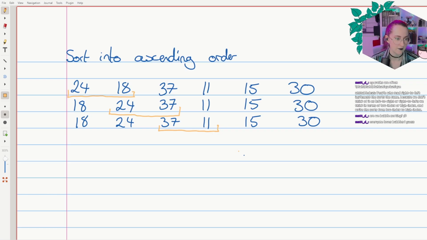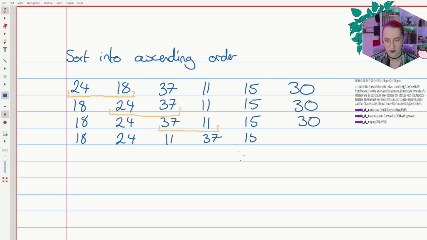I have 37 and 11. They need to be swapped. 18, 24, 11, 37, 15, 30. Moving down again, I have 37 and 15. Again, they need to be swapped. 15 is smaller, so it needs to go to the left. 18, 24, 11, 15, 37, and 30.